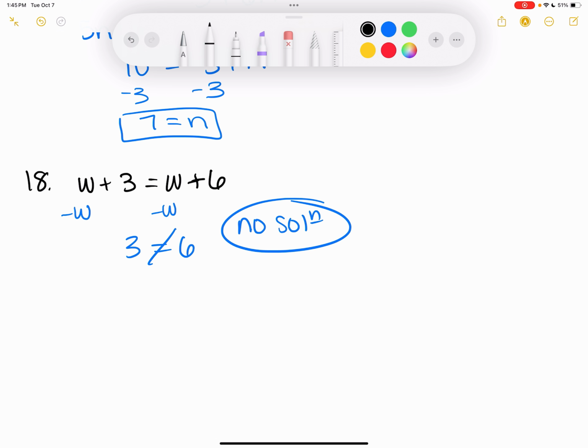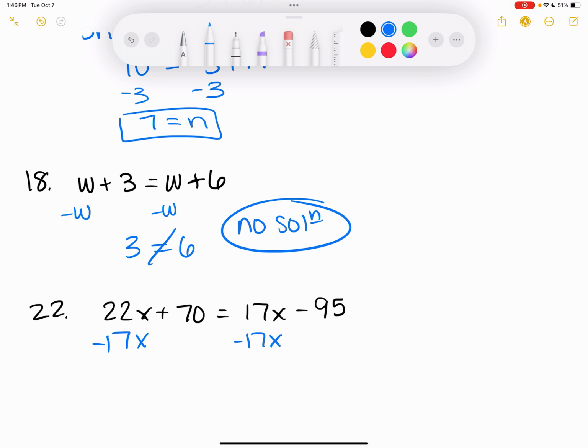22x plus 70 equals 17x minus 95. So what do I do on this one? Subtract 17x. So I get 5x plus 70 equals negative 95. Now what? Subtract 70.